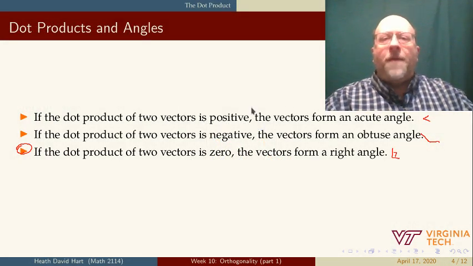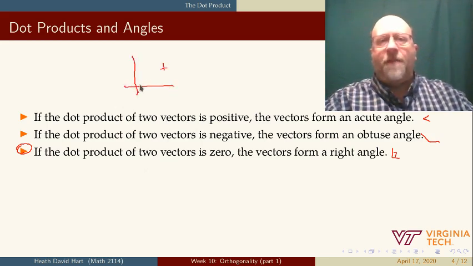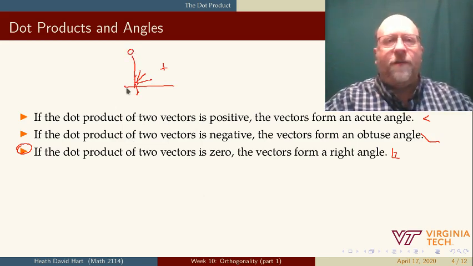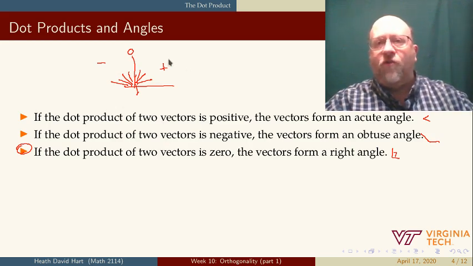We know something else that does the same thing. We know something else that gives positive answers for angles that are less than 90 degrees, 0 for angles that are equal to 90 degrees, and negative answers for angles that are greater than 90 degrees. It's one of the trig functions. Which trig function is positive in quadrant 1 and negative in quadrant 2? The answer is cosine.